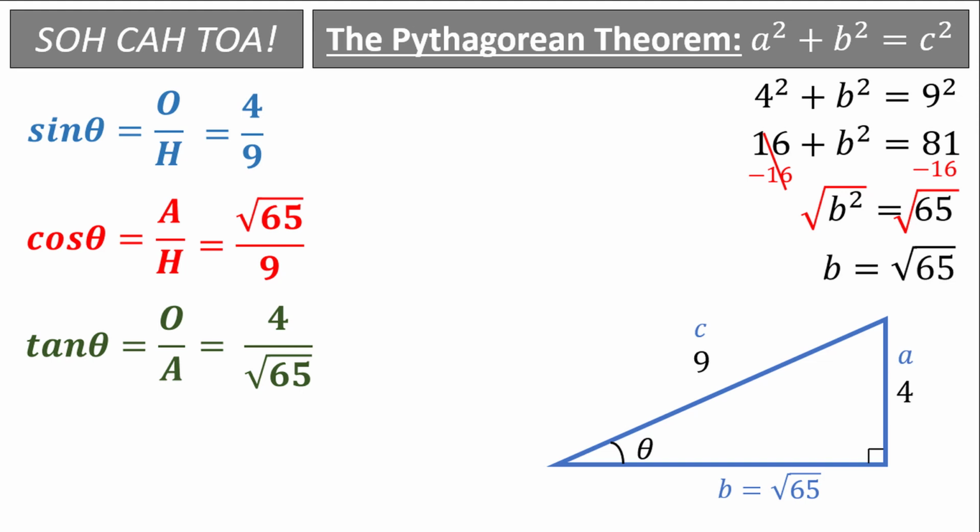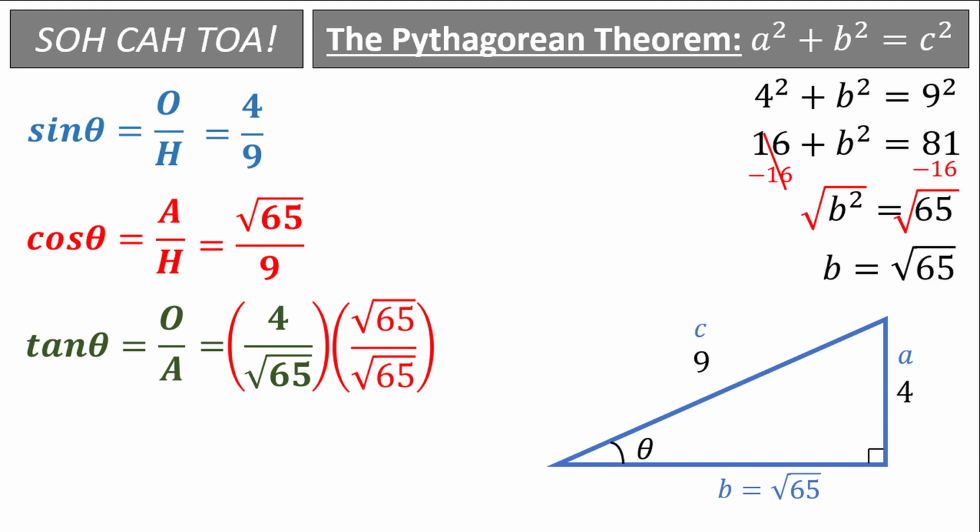We typically don't like to leave a square root in the denominator. To fix this problem, we can rationalize the denominator by multiplying by the square root of 65 over the square root of 65. The reason we can do this is because the square root of 65 over itself is just 1, so multiplying by this ratio does not change the value of our answer, only the way that it looks.